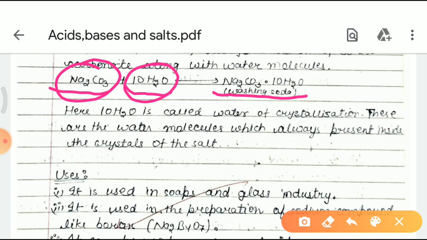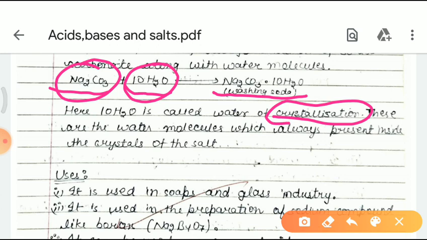And this Na2CO3.10H2O is formed due to the process of crystallization. I hope that you have understood what crystallization means. क्रिस्टलाइजेशन वो प्रोसेस है जिससे किसी साल्ट के क्रिस्टल्स फॉर्म होते हैं, राइट। क्रिस्टल्स का मतलब ये है कि जब भी हम कोई साल्ट देखते हैं, that salt is in the form of crystals.